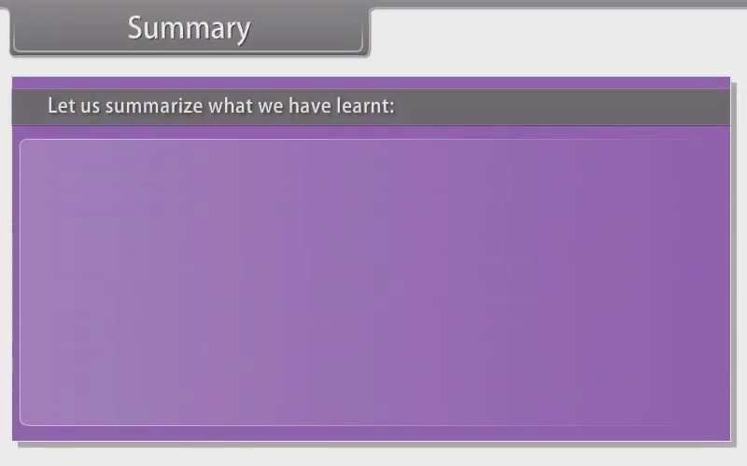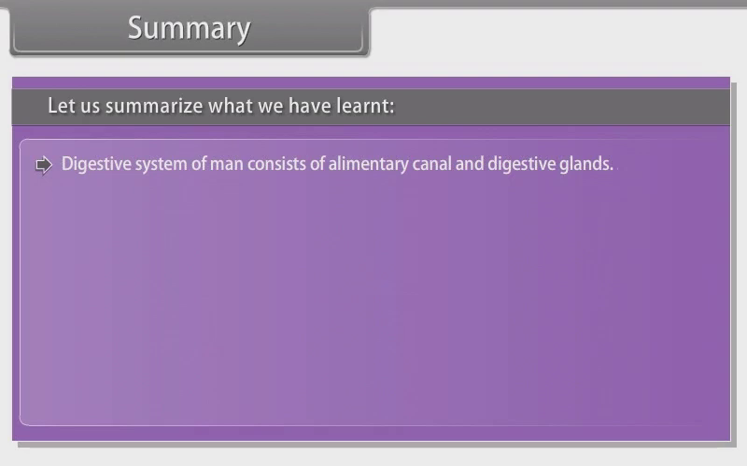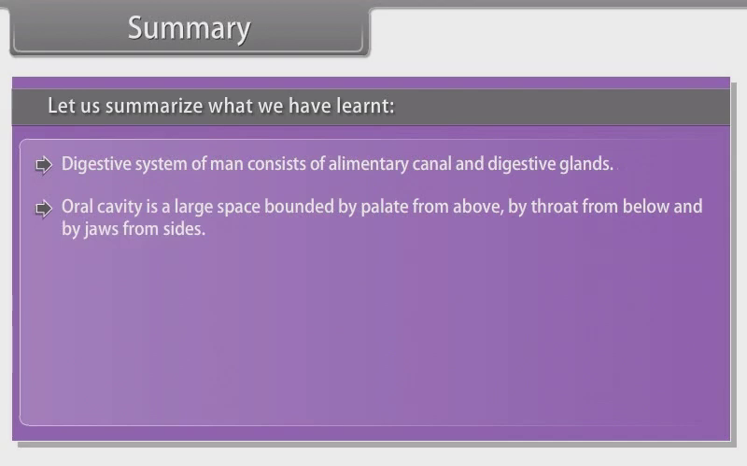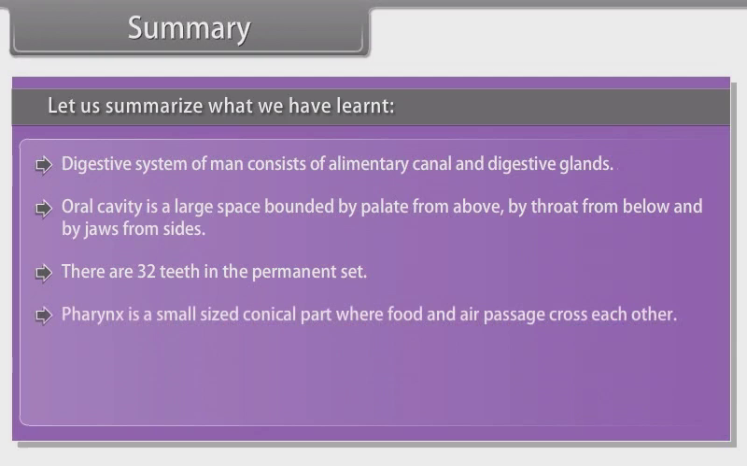Summary. Let us summarize what we have learned. The digestive system of man consists of the alimentary canal and digestive glands. The oral cavity is the large space bounded by the palate from above, the throat from below, and the jaws from the sides. There are 32 teeth in the permanent set. The pharynx is a small conical part where the food and air passages cross each other.